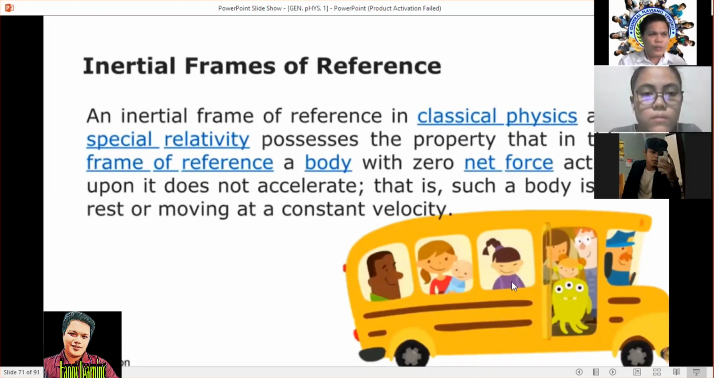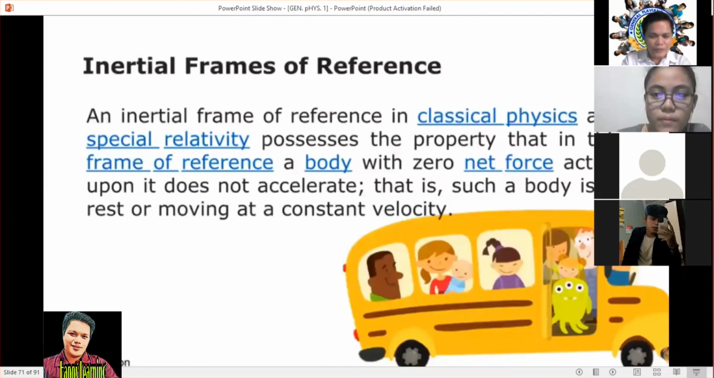Syempre, when a car suddenly stop, preferably magchi-change gear yan pababa. Pero what if biglang may tumawid? Pag sinabi kasing sudden stop, yung bigla kang huminto. Dahil biglang may tumawid na pusang itim. Takot yung driver dahil may tumawid na pusang itim. Masamang pangitain daw. So, ang tendency is to stop suddenly.